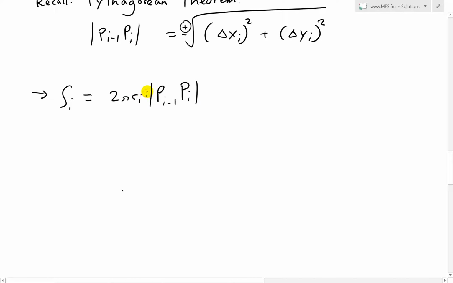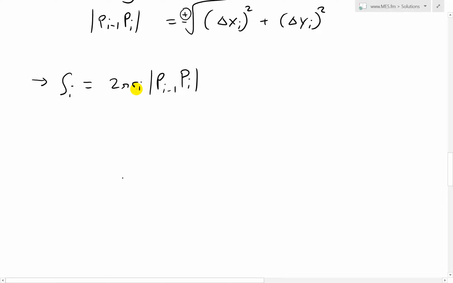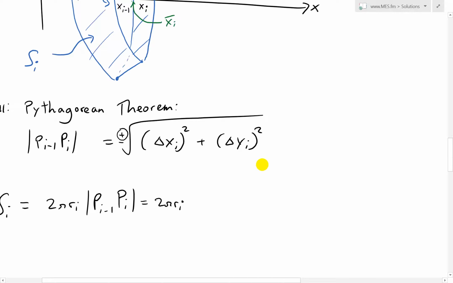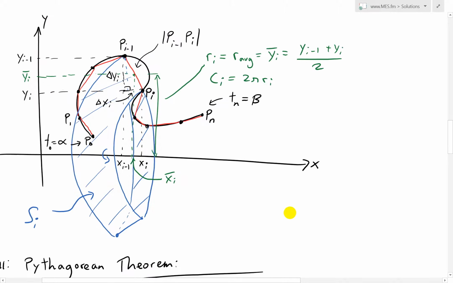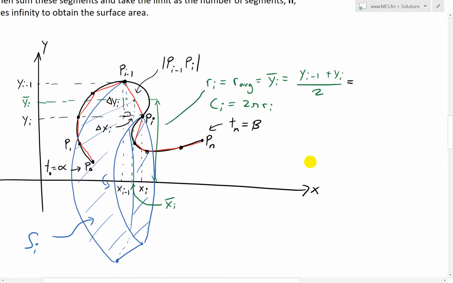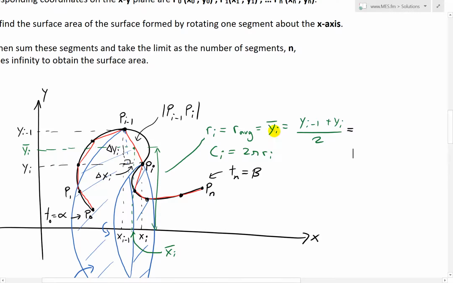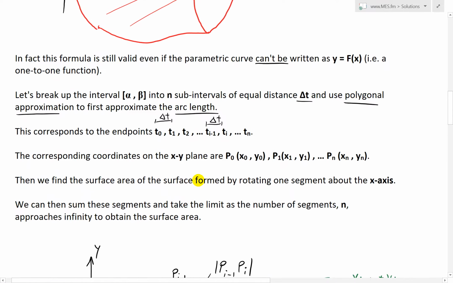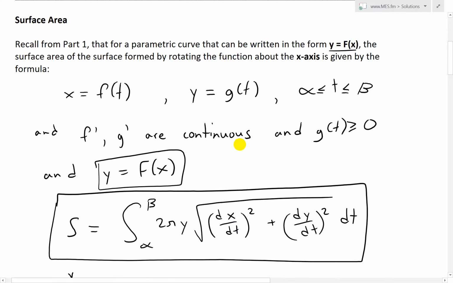Now I'm going to remove this dot just so it doesn't appear the same as this i dot there. What this all equals is 2 pi r_i, and this r_i over here is y_i minus 1 plus y_i over 2. That's just the average, but we could also write this in terms of t, because this means it's some value inside here. Remember, this is a function of t. Again, x is just a function of t in parametric form, f of t.